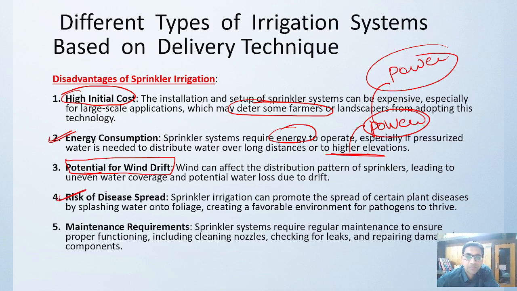Risk of disease spread. Sometimes the sprinkler can spread plant diseases by splashing water on the foliage. If there is foliage or material there, it may lead to the spread of diseases, because you will be providing a very good environment for the growth of these diseases. High maintenance requirement is there, because you have to keep cleaning the nozzle, check for proper functioning and leaks, and repair damages, so it requires some cost for running a sprinkler machine.